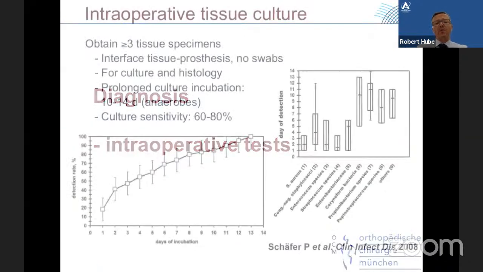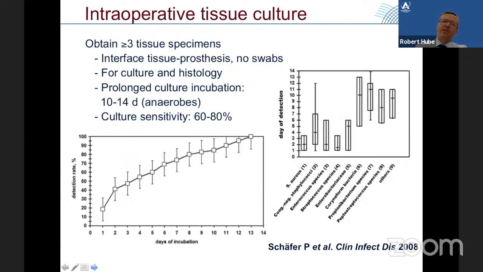What about intraoperatively? What can we do? We can do the alpha defensin test. We can use leukocytes, but I think our workhorse is still the biopsy, intraoperative tissue culture. And we should at least use 5. You know, Schaefer in 2008, together with Lars Frommelt, who has been the chief microbiologist from the Endo Clinic, probably the most experienced clinic with periprosthetic joint infections worldwide, they say 3 today. The standard in Europe and in Northern America at least is 5. Interface tissue prosthesis, no swabs. Swabs are wrong.